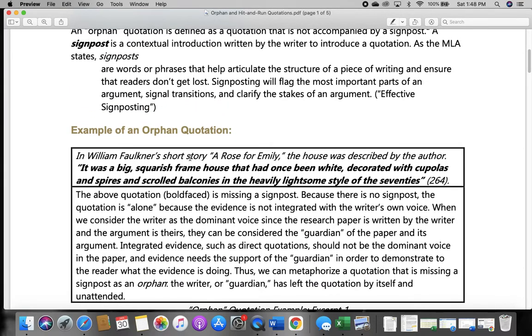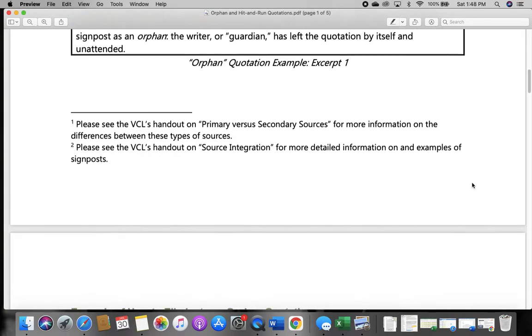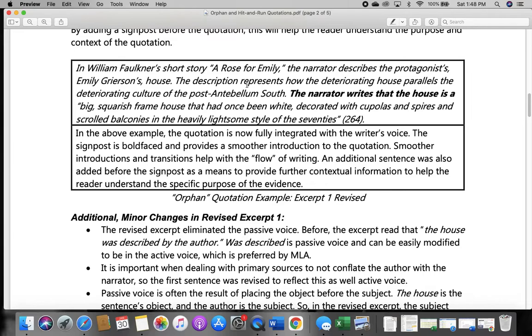So in William Faulkner's short story, A Rose for Emily, the house was described by the author. And then there's the quotation with the page number. So again, I use that same introductory phrase in William Faulkner's short story, A Rose for Emily. The narrator describes the protagonist's house. The description represents how the deteriorating house parallels the deteriorating culture of the post-antebellum South.